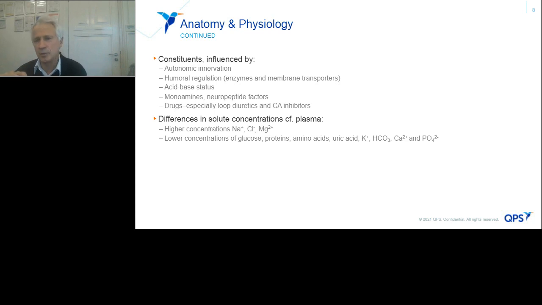The constituents are influenced, as you see above, by autonomic innervation, by humoral regulation, different enzymes and membrane transporters, by the acid-base status, and this is important if patients are taking certain drugs. Monoamines, like norepinephrine, might affect it, neuropeptides, and drugs, once again. So especially loop diuretics and carbonic anhydrase inhibitors, which alter the acid-base status in the brain.